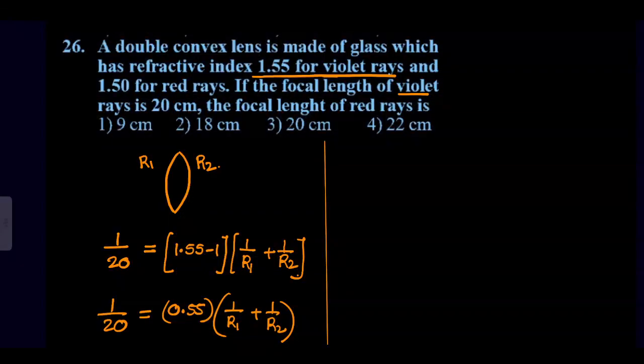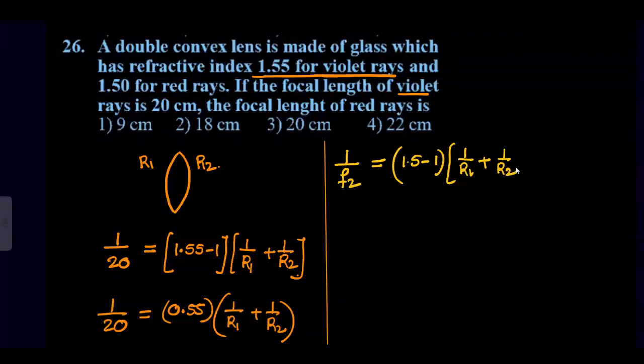Next, in another case, we should find the focal length f2. Now in this case, refractive index 1.5 minus 1, into 1 by R1 plus 1 by R2. Correct, only we have substituted now. They gave the violet focal length; the red focal length we need to find.